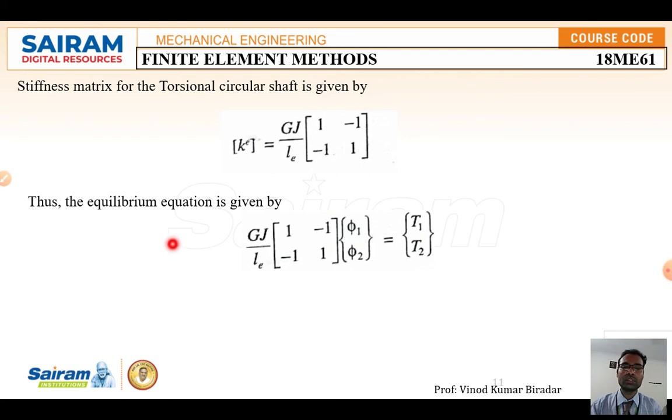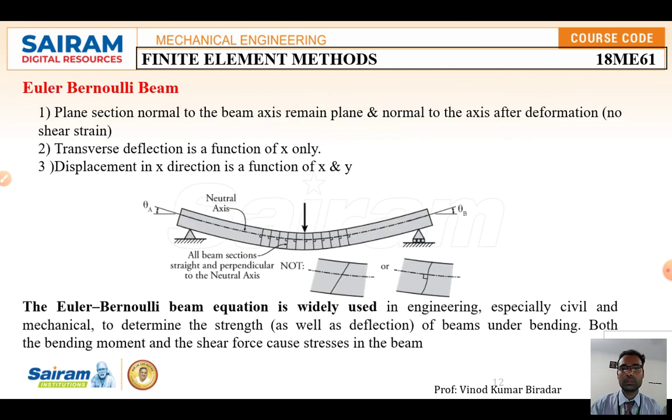In place of AE by LE, here it is GJ. So G and J, you have to remember this. This expression we are going to call the element stiffness matrix for torsion, or the finite element formulation for torsion. So this is the derivation.